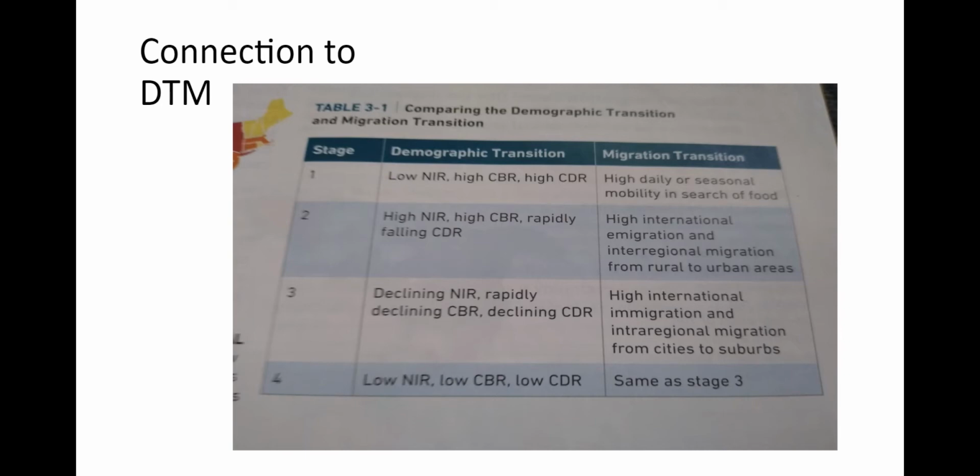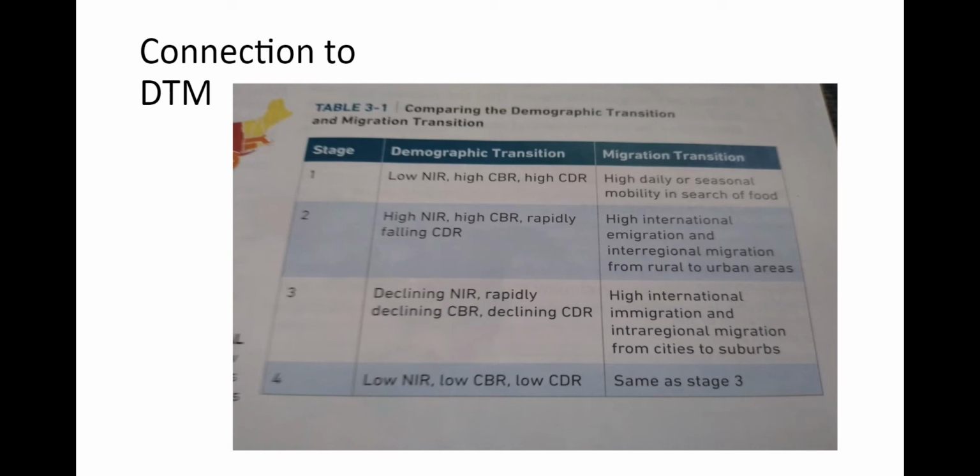Basically the migration transition model is telling us what type of migration we see in countries throughout different stages of the demographic transition model. In stage one, which we said no country is still in, we saw lots of daily or seasonal migration or mobility in search of food. So you had populations that were in large part transitory, often moving from place to place. And there are still some people in the world like that today, and we will talk about them.